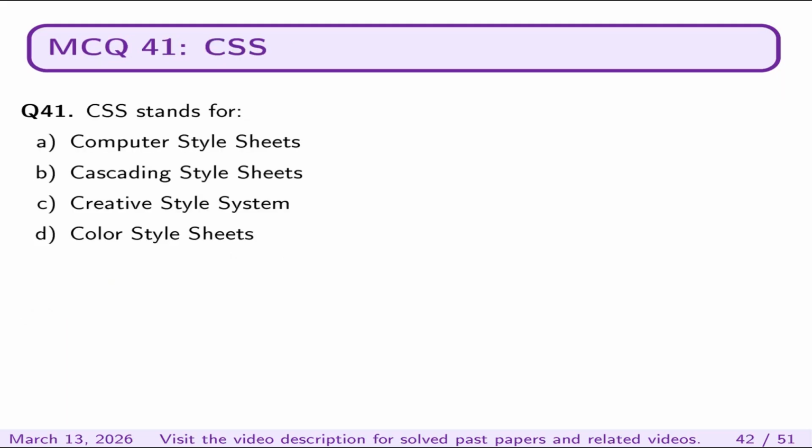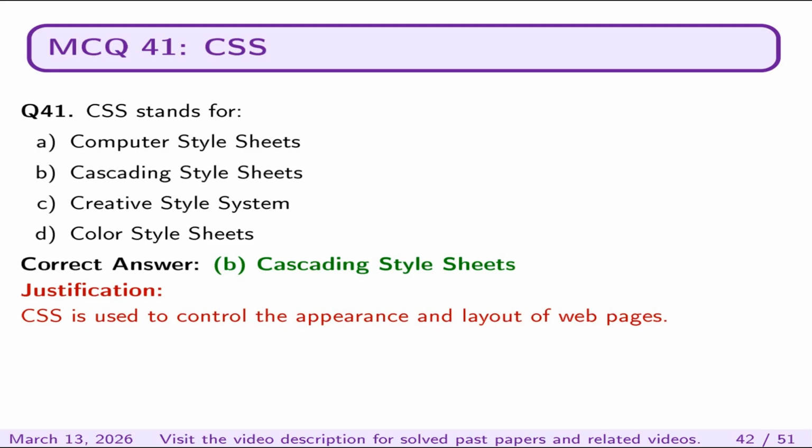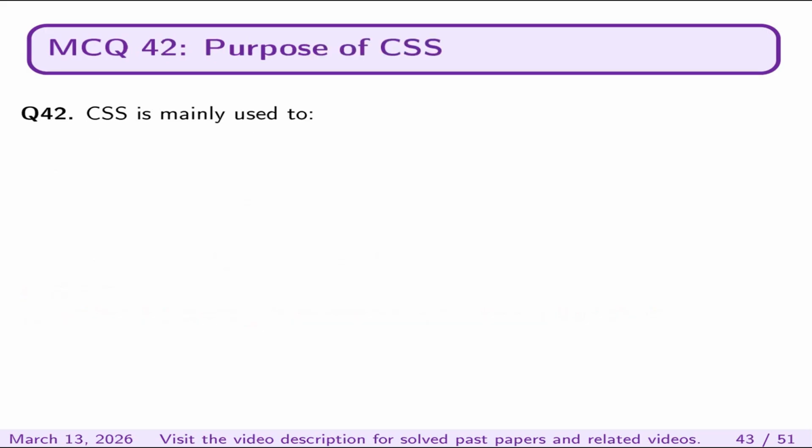CSS stands for: Computer Style Sheets, Cascading Style Sheets, Creative Style System, Color Style Sheet? The correct option is Cascading Style Sheets. CSS is used to control the appearance and layout of web pages.